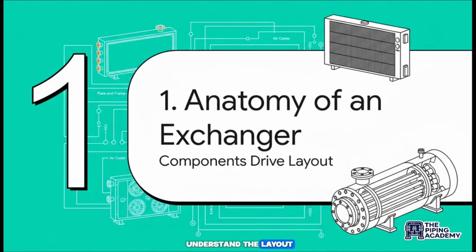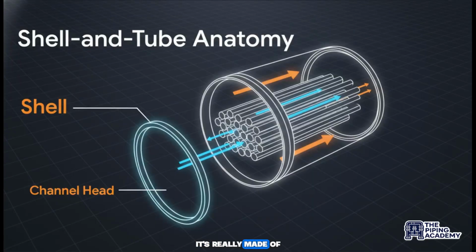To really understand the layout, you've got to understand the machine itself. Now, there are a lot of types out there, plate and frame, air coolers, but the real workhorse of the refinery and petrochemical world is the shell and tube heat exchanger. It's really made of a few key parts. You've got the shell, which is just that large outer cylinder. Inside that, there's a huge cluster of small tubes. We call that the tube bundle. And then the ends are sealed up by what's called a channel head or a bonnet. The whole concept is beautifully simple. You have one fluid flowing inside all those small tubes, while another fluid flows around them on the outside within the shell. And that's it. That's how you transfer the heat.